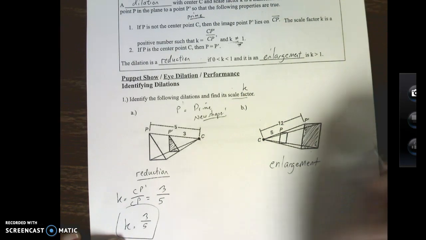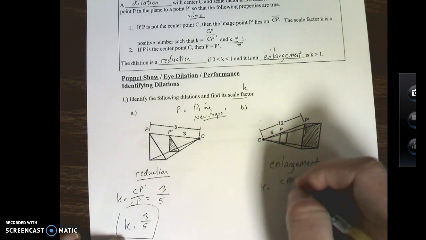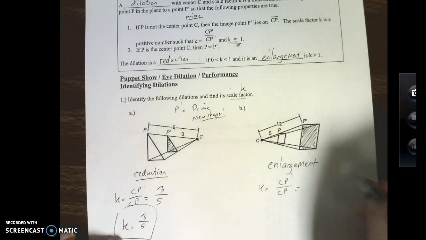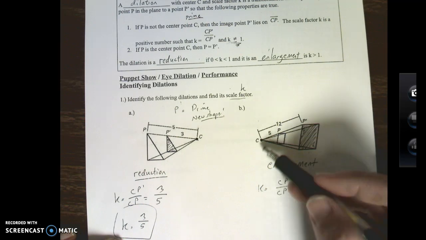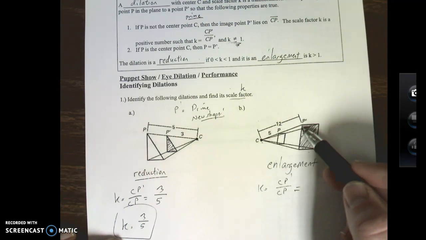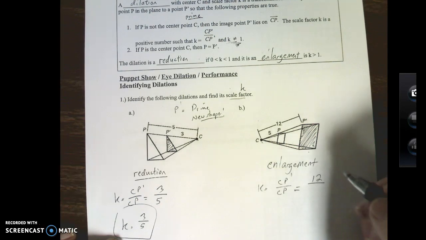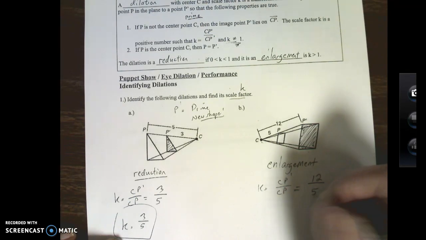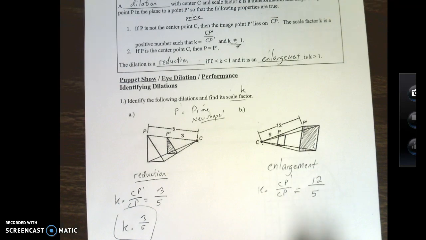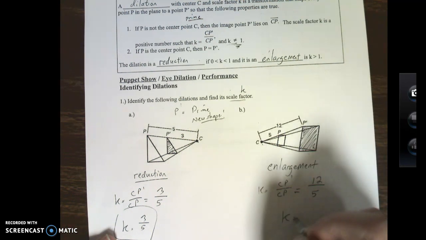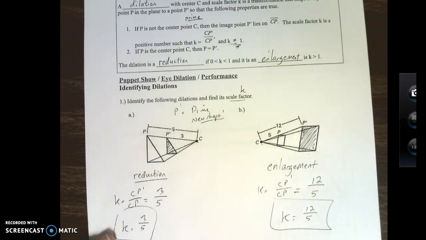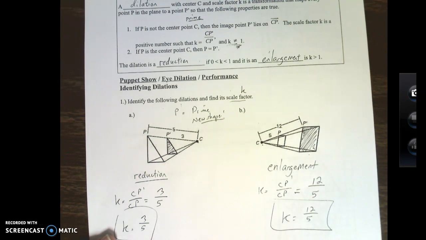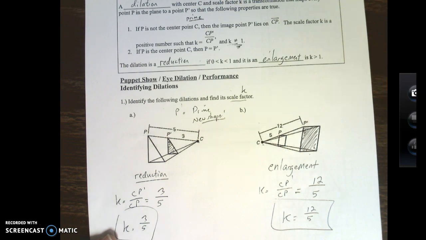Okay? So if I was asked to find my scale factor, CP prime over CP, all right, so we are looking at from C, the center point, all the way out, 12, over C to P is 5. What I'd like you guys to do is leave it as an improper fraction, okay? I know you could put that in a calculator and get 2.4, but I want you to leave K equals 12 over 5. All right, as we get further along in math, you want to answer more questions with fractions as opposed to decimals. Okay?